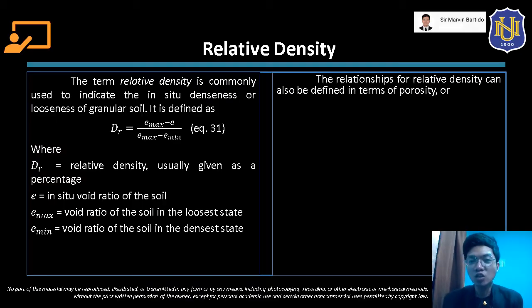Okay, so the relationship for relative density can also be defined in terms of porosity. So, class, if you're going to recall, na-discuss natin yan, that void ratio and porosity has relationship. So, i-express natin yung E sub max in terms of porosity. So that will be N sub max over 1 minus N sub max.